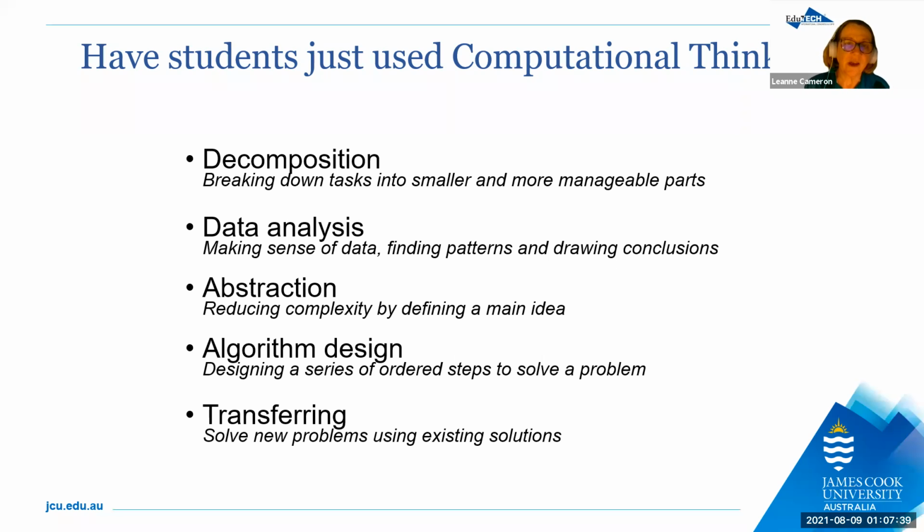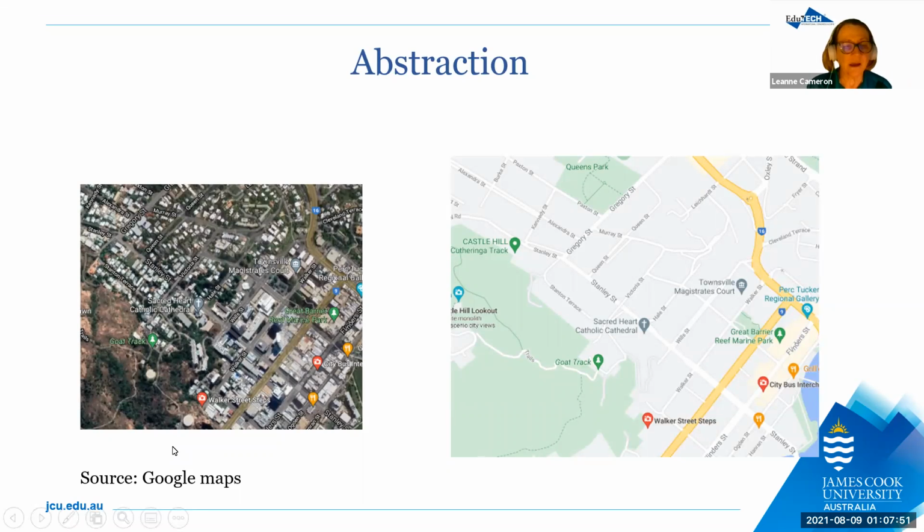Students need to evaluate their problems and their solutions, and then be able to recognize how that might be used in the future. So here's an example of abstraction. On the left-hand side, there is a Google map of Townsville. And on the right-hand side, there's the more familiar maps that we use.